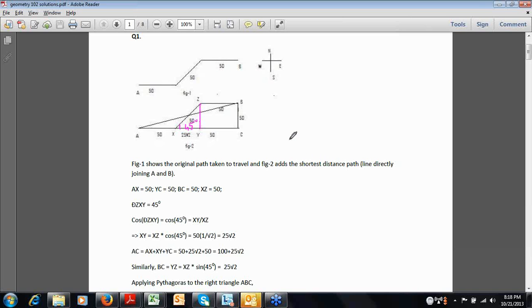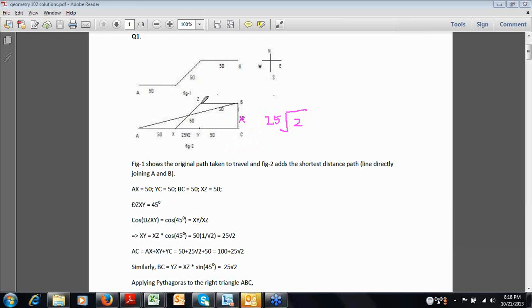Sorry, BC is not 50. 50 is the wrong thing. Just a minute. BC is not 50. This is wrong. BC will be 25 root 2. I think there is a problem in the diagram. In the calculation it is not. So BC is 25 root 2. It's not 50. So we'll go ahead with this.